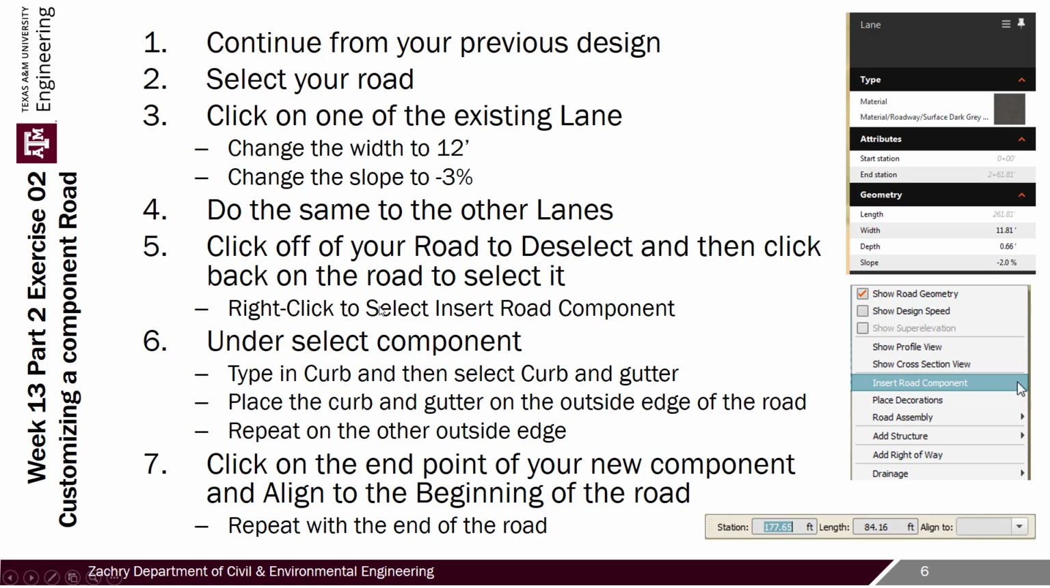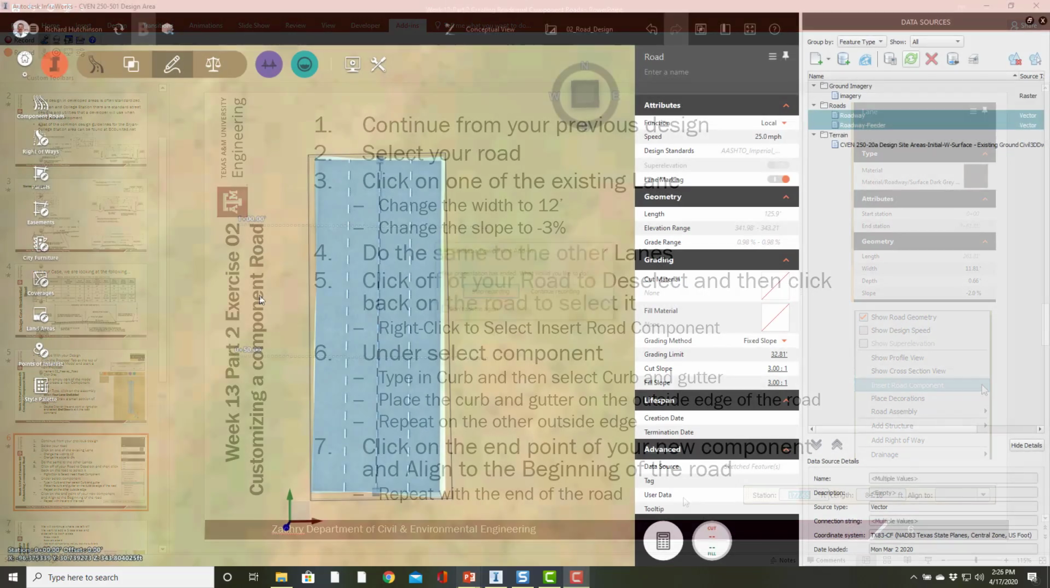The other thing we're going to do is go ahead and insert a road component. Right now, this is just 2 lanes on either side, nothing else going on. We're going to add a curb and gutter to both sides. And then we're going to go ahead and fit it to the entire alignment. And I'll show you what I mean in the demo.